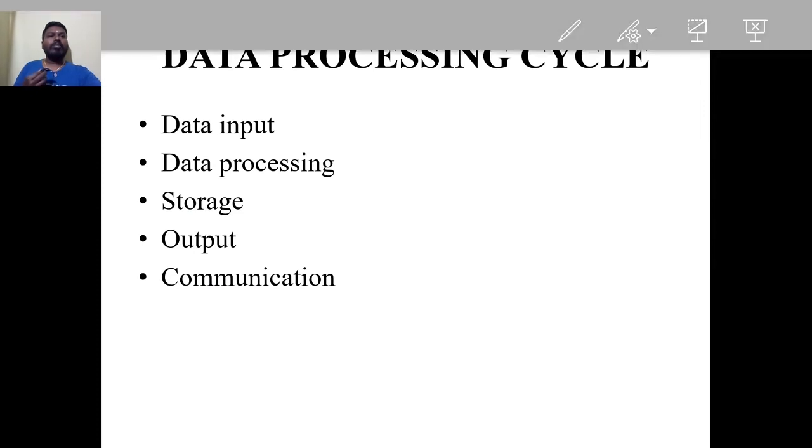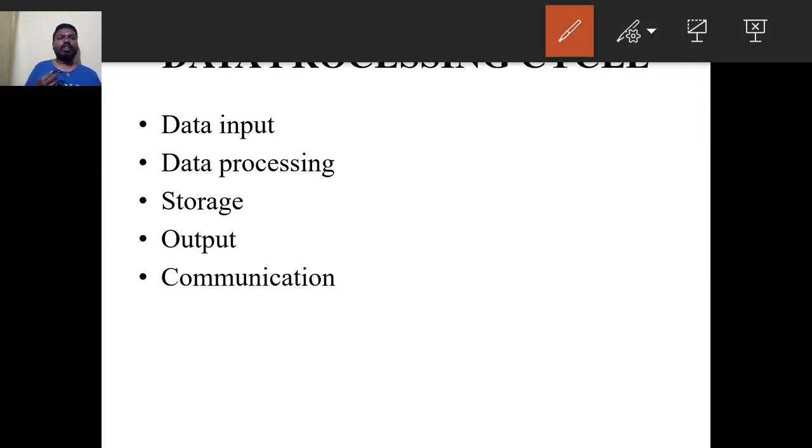Next, the data processing cycle. First we will discuss how it works in manual processing. Assume I'm going to give two numbers, and you have to add them. First number 2, second number 3. So what is the first stage? I give data as input to you, and you receive it. What is the first number? 2. What is the second number? 3. Now I have given input, stage number 1.